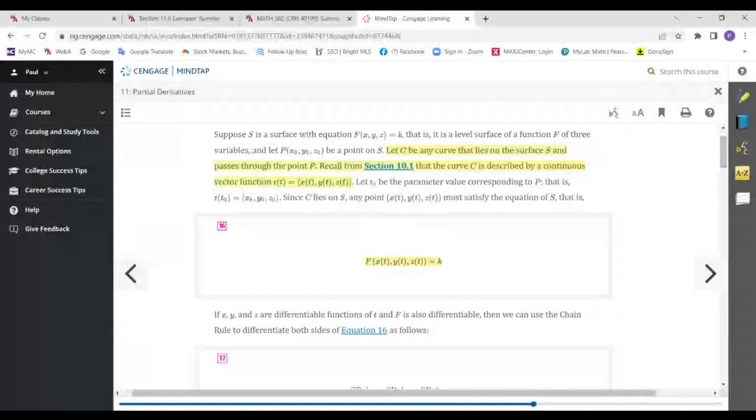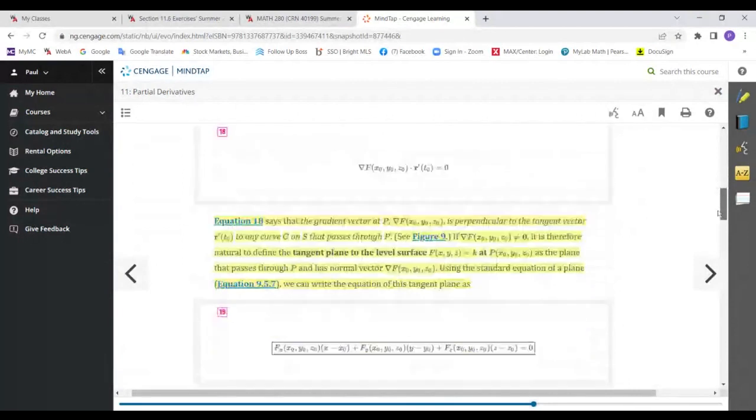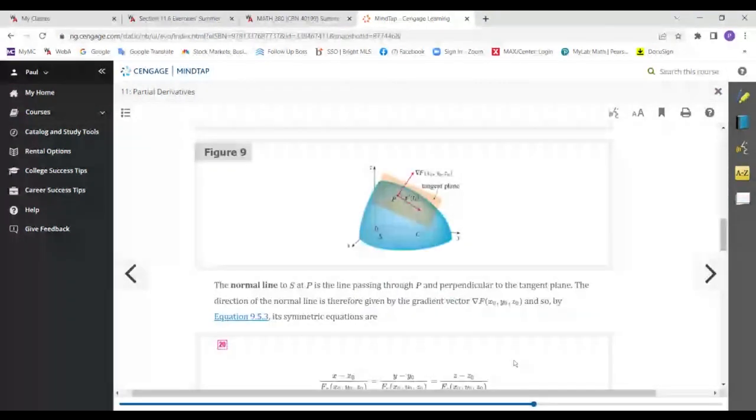So recall that a level surface is, hold on here. Recall that when you take a function of 3 variables and set it equal to a constant, that gives you a level surface. And that surface, just like any surface, if we pick a point on the surface, that point on the surface will have a tangent plane. And we're interested in finding that tangent plane, like you see here in figure 9.